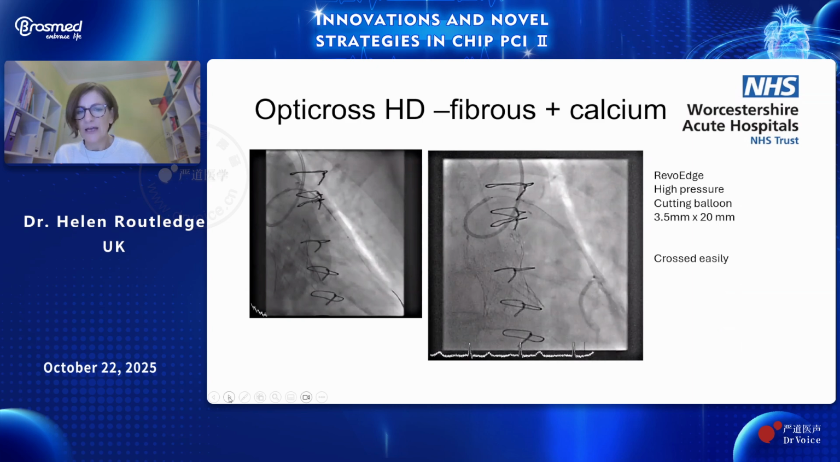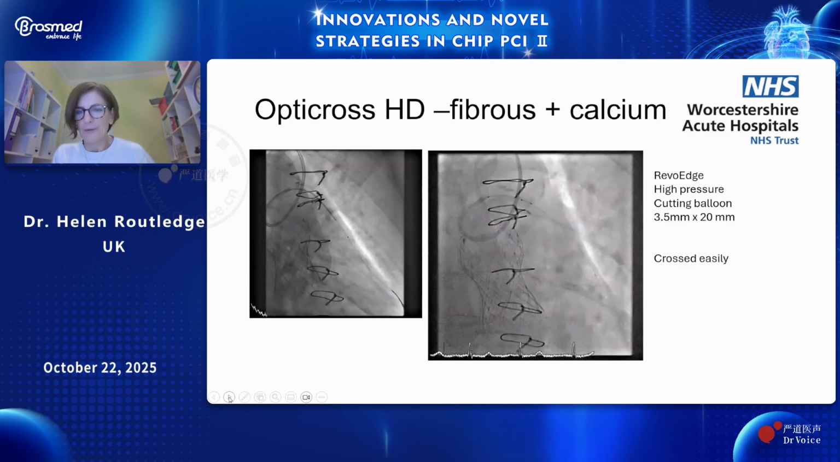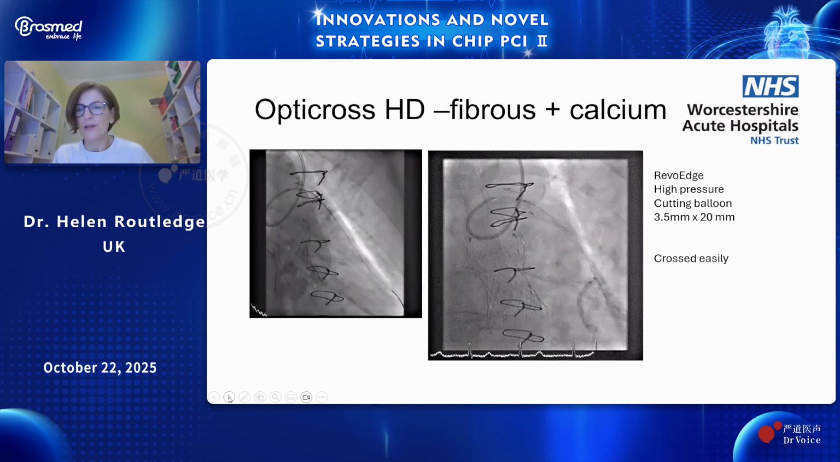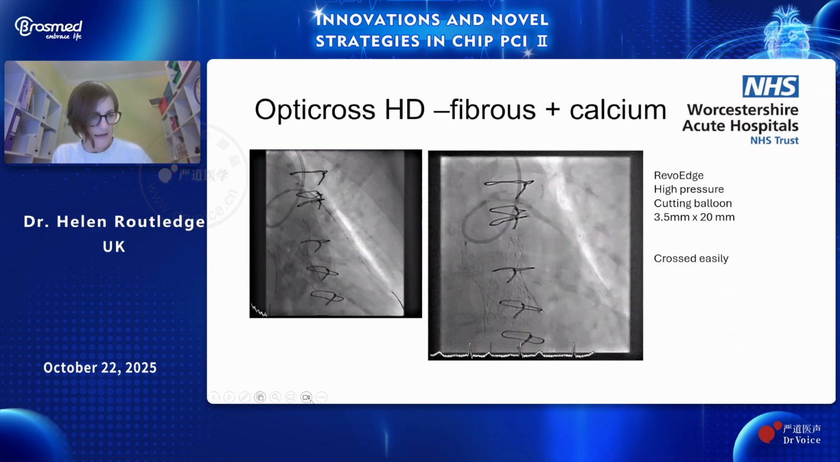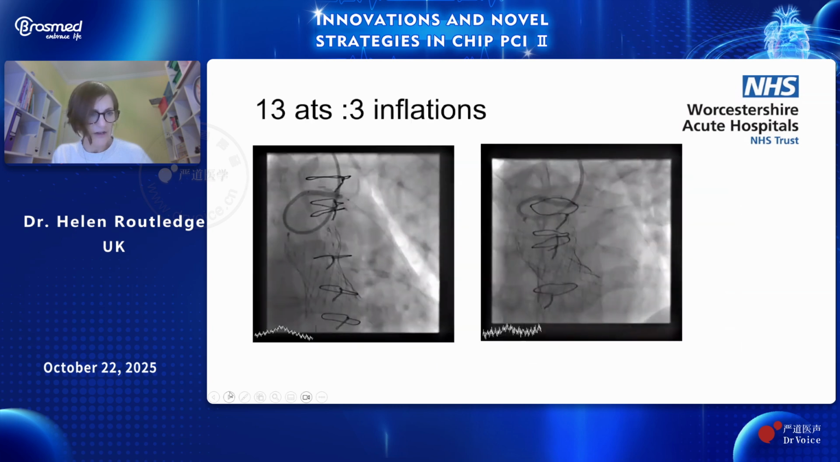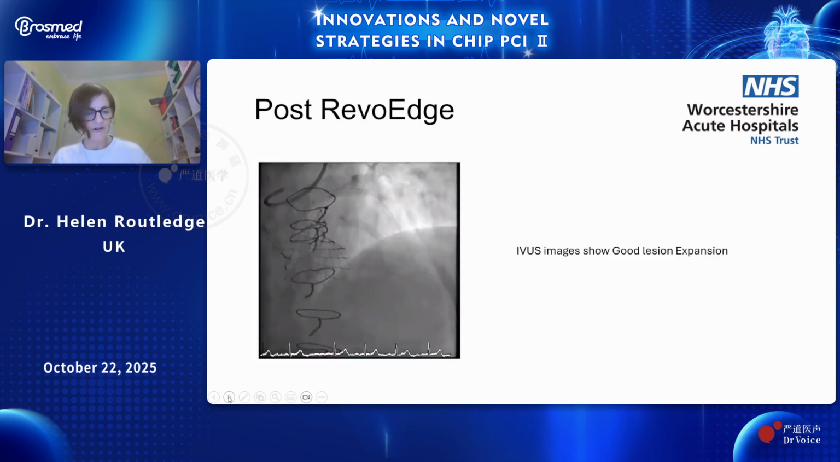So we used the Revo Edge as our first balloon here, thinking about the high pressure and the cutting balloon, and that we really wanted something that was going to work first off, and we didn't want to fiddle around with this lesion for too long because of the difficulties with the guide catheter. And this balloon crossed easily, which was great, and you can see the result here. So you can see that we went up to 13 atmospheres, we inflated 3 times, and we got really good looking balloon expansion, at least angiographically.